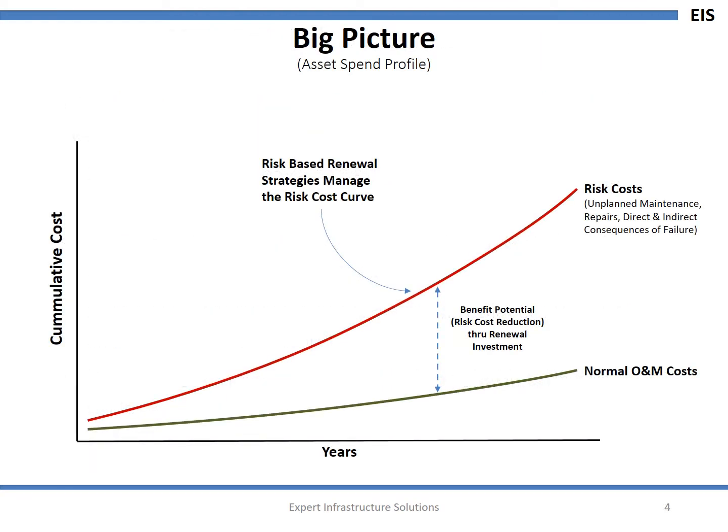So the big picture might look like this for your utility. This green line below represents normal O&M costs, steadily increasing over time. Risk costs, on the other hand, are the costs of unplanned maintenance and repairs and direct and indirect consequences of failure. And it's this difference between the risk cost line and the normal O&M cost, which is the benefit, potential, or opportunity. So this is what's captured through a replacement or rehabilitation project. And this is what risk-based renewal strategies are all about. It's all about managing the risk cost curve.